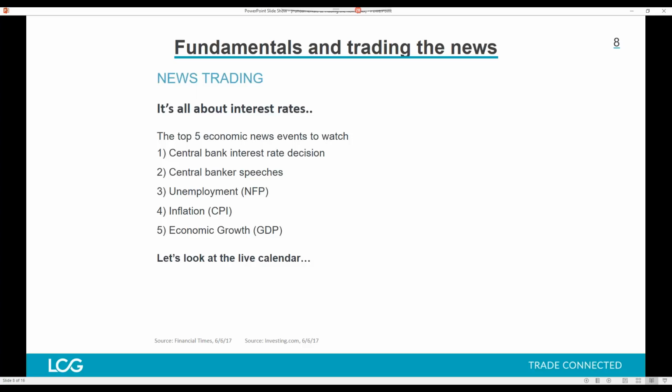CPI is basically a basket of goods. I don't know what it includes. Sometimes there's some funny news about new items they've included in there, but it's basically supposed to be a basket of goods that represents general purchases that people make. And if the prices of those things are going up, again, inflation's going up.